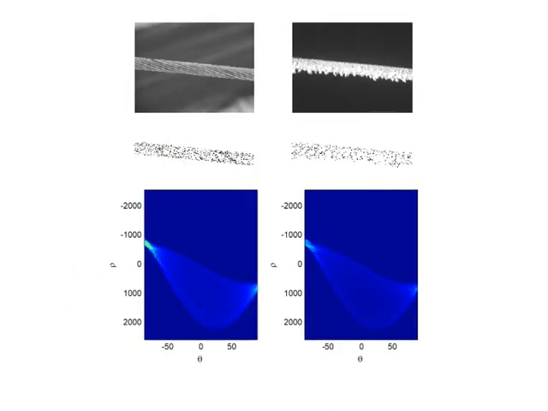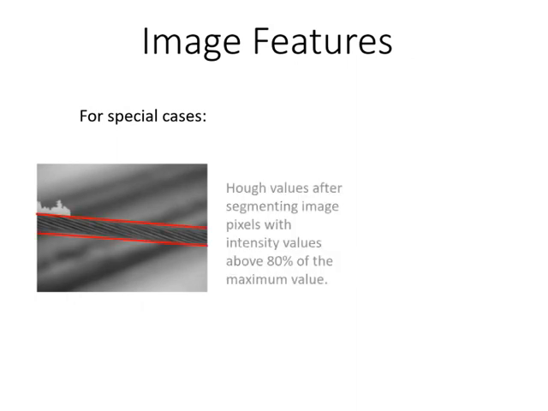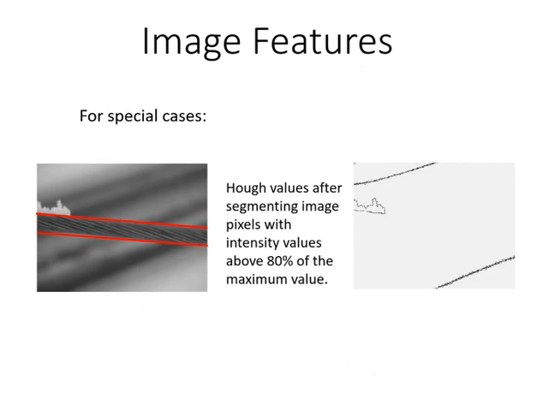As we can see here, images that contain no eyes will yield Hough parameter spaces with higher values, as straight lines are more prominent when there is no eyes. With images like this, the Hough Transform will mislead us to believe that there is no eyes in that image, when in fact there is accumulated eyes. The solution is to segment the image pixels with intensity values above 80% of the maximum value, as we can see on the image on the right.